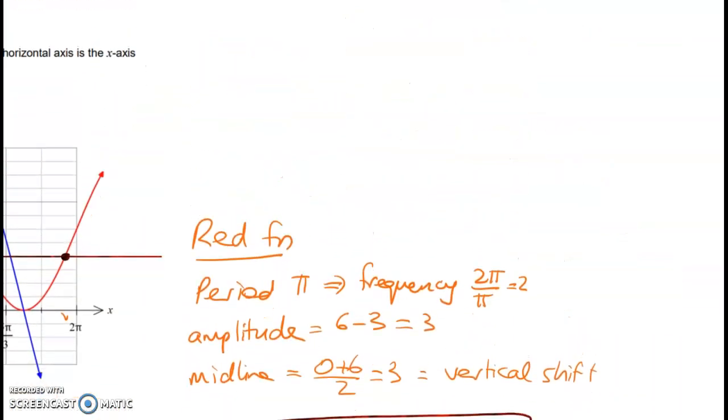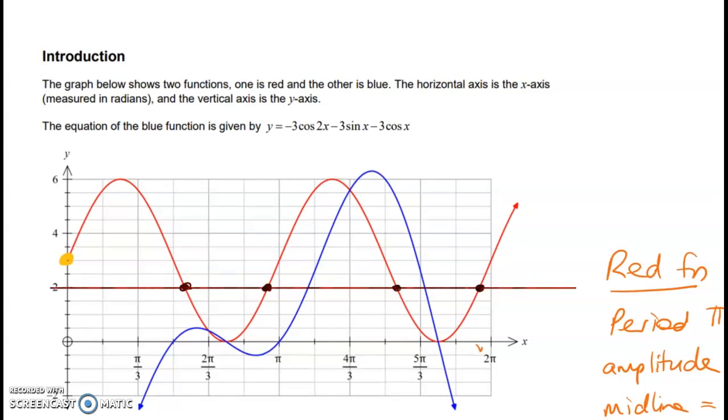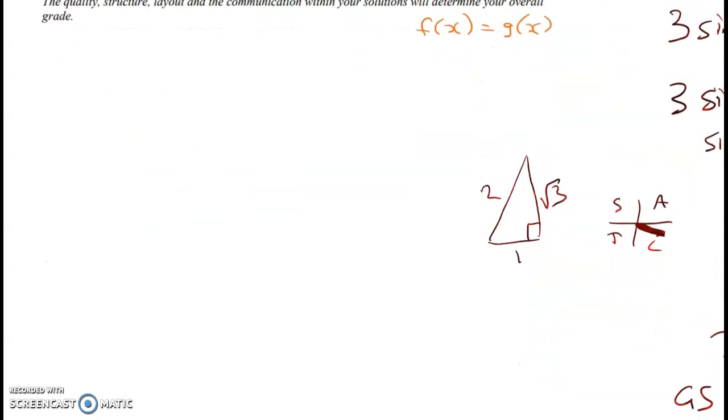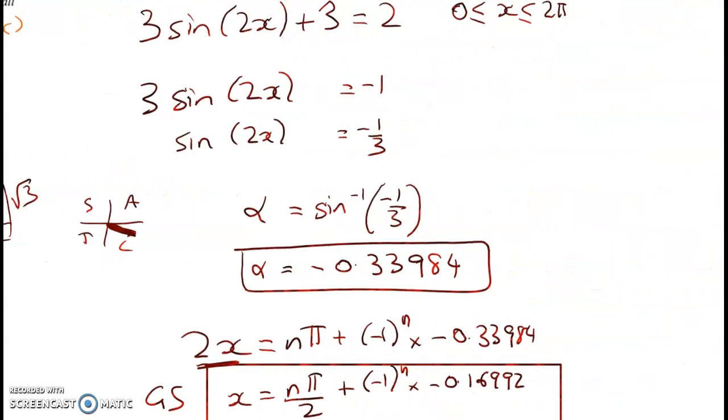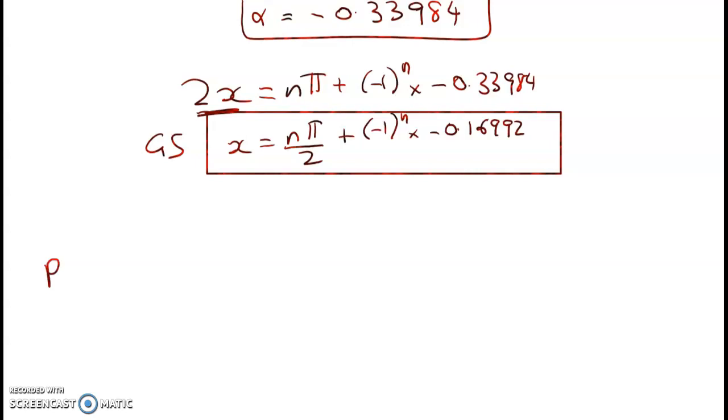The next step is to get the particular solutions, so to get the coordinates for these 4 points. And to do that, I'm going to substitute in values of n. So we call this particular solutions, or PS. So for n equals 0, x is equal to negative 0.16992.